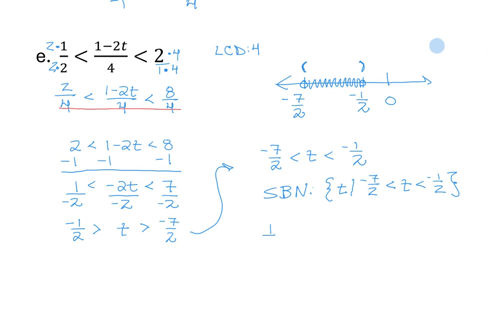Our interval notation. On the left side of our graph, the smallest number that we have is -7/2. The largest number that we have is -1/2. And again, we're going to put parentheses around both of these because both of them are strict inequalities.